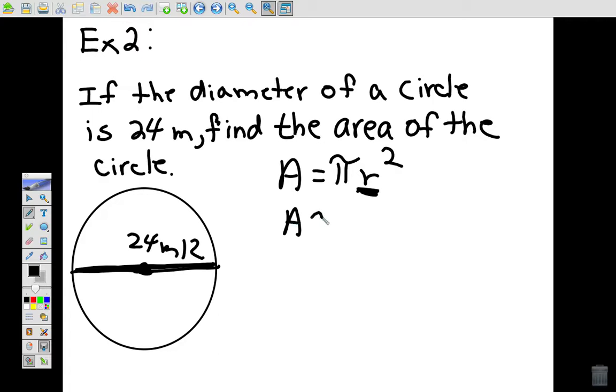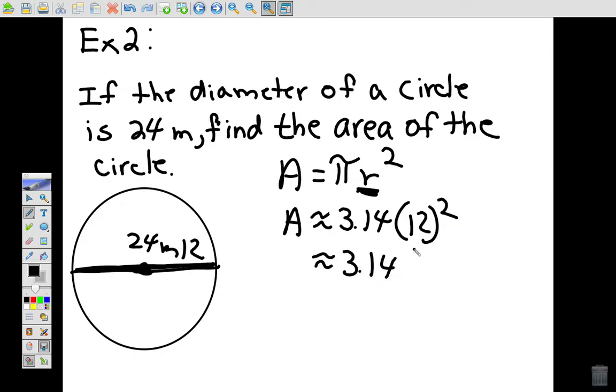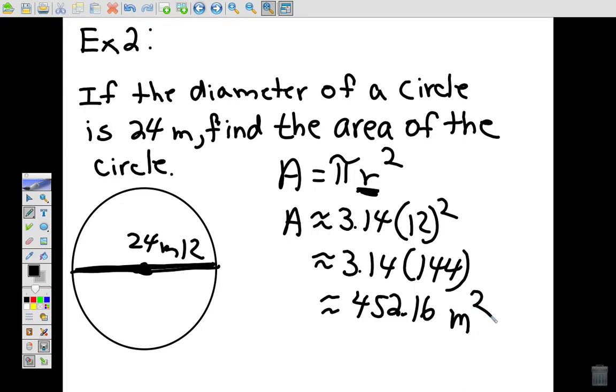So to find the area, I'm going to take 3.14 times 12 squared, which is 3.14 times 144, right? Because 12 squared means 12 times 12. And then I'm going to take a calculator here. 3.14 times 144 gives me 452.16. And the label is meters, and since it's area, it's meters squared.